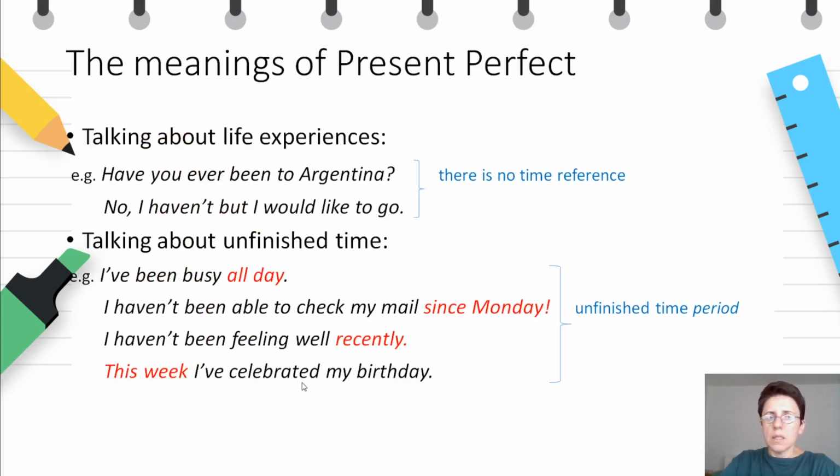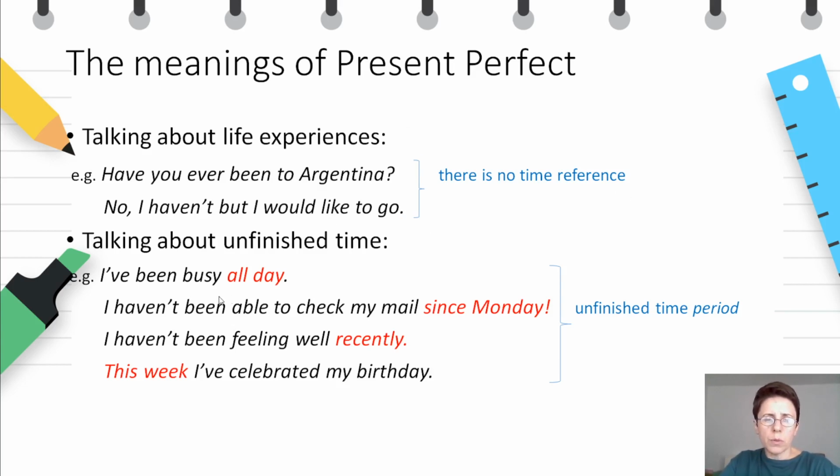Now, let's see when we use the present perfect and its meanings. In the previous lesson, we talked about how we use the present perfect when talking about life experiences. For example, have you ever been to Argentina? No, I haven't, but I would like to go. Remember, when using the present perfect for life experiences, there is no time reference in our sentences.